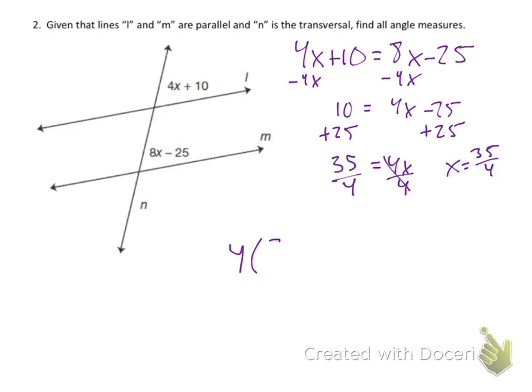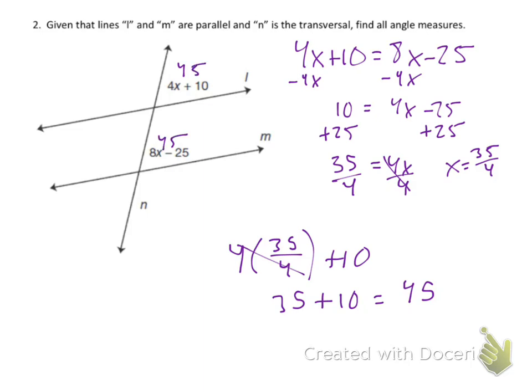4 times 35 over 4 plus 10? What happens to the 4's? That's the beautiful thing about it. What happens to the 4's? Cancel. 35 plus 10 equals 45. So we know 2 of our angles so far. 45, 45. Wait a minute. If we know 2 of them, we actually know how many more? We know all of them actually because of the zigzag pattern, don't we? Yeah. So that means I should be able to say, hey, that's 45. And that's 45. Yes.